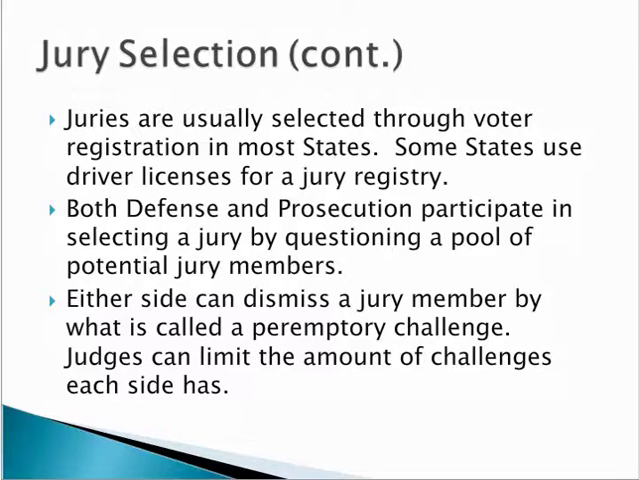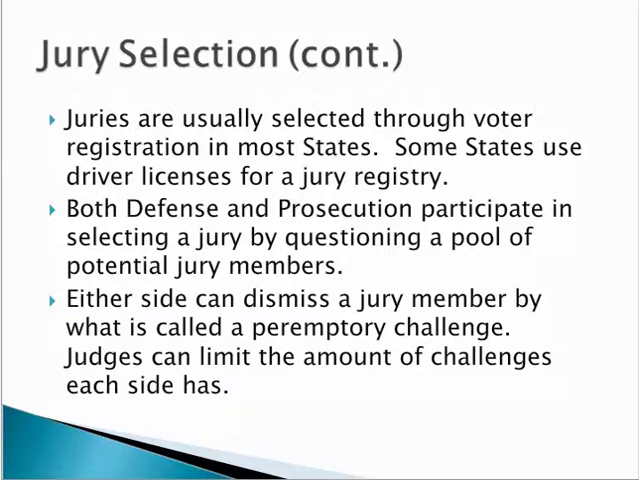Both defense and prosecution participate in selecting a jury by questioning a pool of potential jury members. There may be as many as 75 people show up for the jury selection, and the defense and prosecution will need to pick a jury to hear the trial.